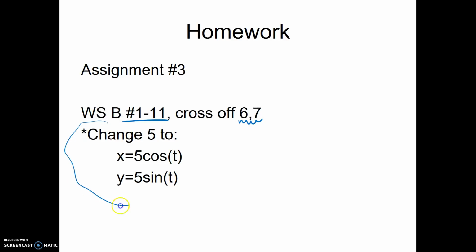And I need you to make this change to 5. So 5, 6, and 7 are what we just worked on, except they're too complex. So cross off 6 and 7 and change number 5 to x equals 5 cosine t, y equals 5 sine t. So you'd be able to get through about that many problems. You can do number 5, and then you'll want to come back and do the rest of the worksheet after you do the word problems.